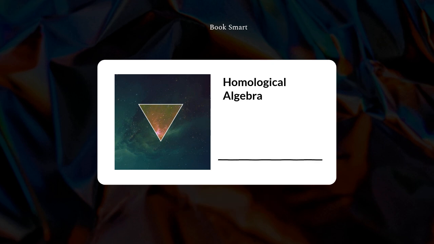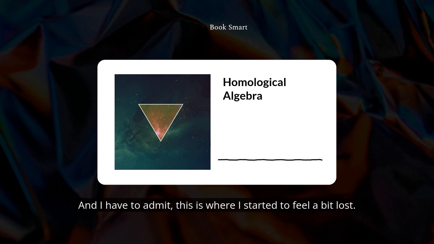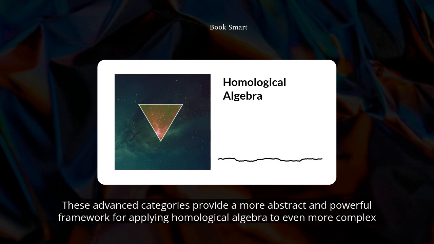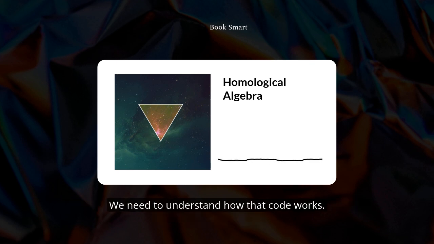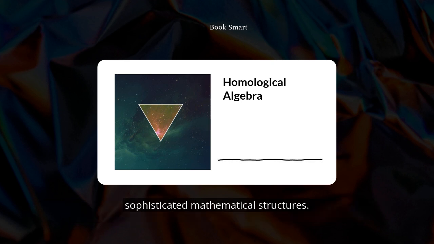All right, let's keep moving. Now, the book starts to delve into some pretty heavy stuff like derived categories and triangulated categories. And I have to admit, this is where I started to feel a bit lost. I understand. It's like going from a basic toolbox to a high-tech lab. These advanced categories provide a more abstract and powerful framework for applying homological algebra to even more complex problems. So if syzygies are the code, these categories are like the advanced programming languages we need to understand how that code works. That's a fantastic analogy. We're taking those fundamental concepts we've talked about, complexes, relationships, syzygies, and using them to construct even more sophisticated mathematical structures.